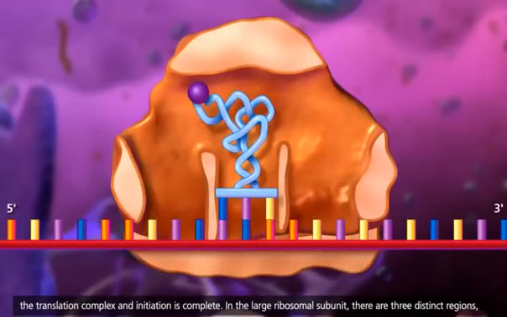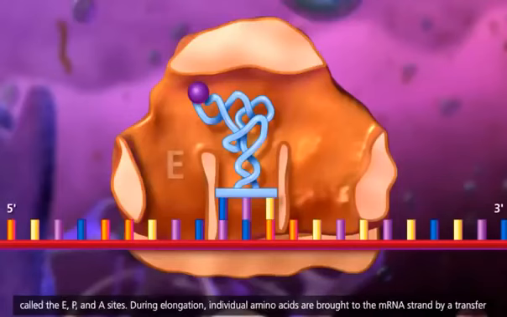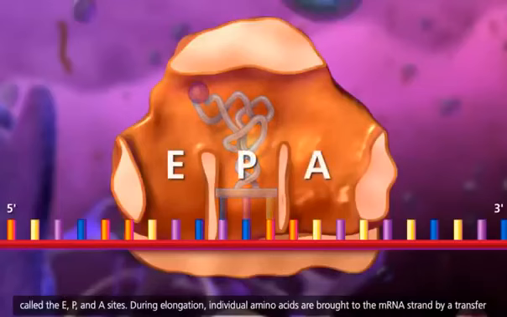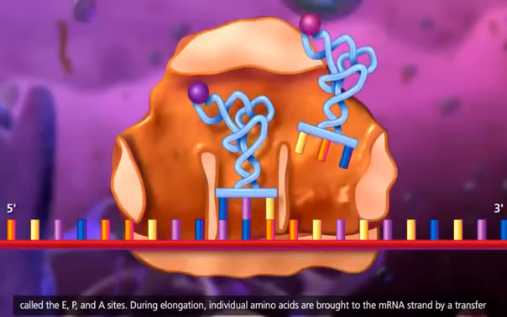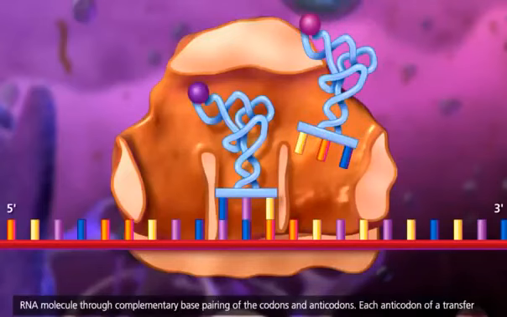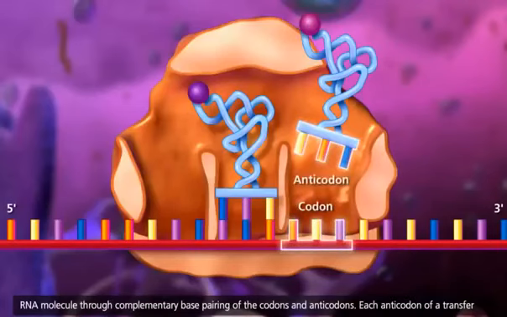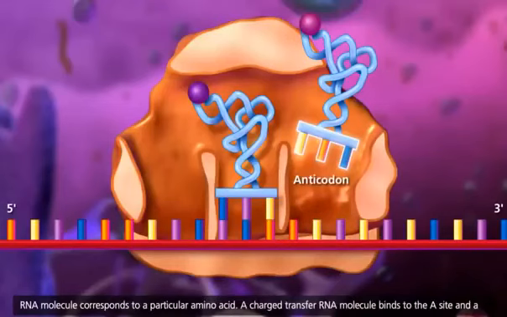In the large ribosomal subunit, there are three distinct regions called the E, P, and A sites. During elongation, individual amino acids are brought to the messenger RNA strand by a transfer RNA molecule through complementary base pairing of the codons and anticodons. Each anticodon of a transfer RNA molecule corresponds to a particular amino acid.